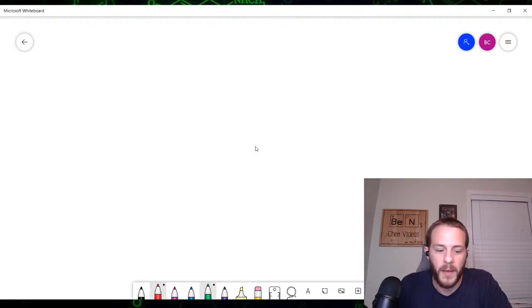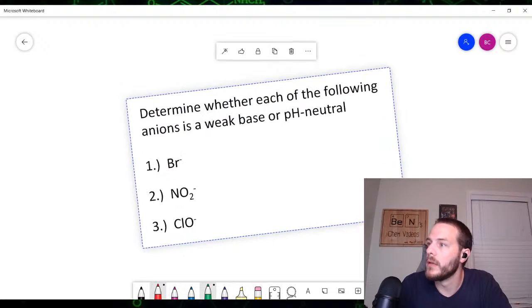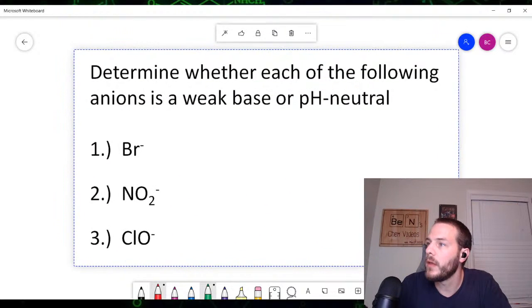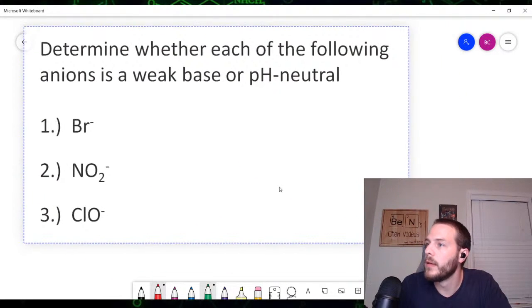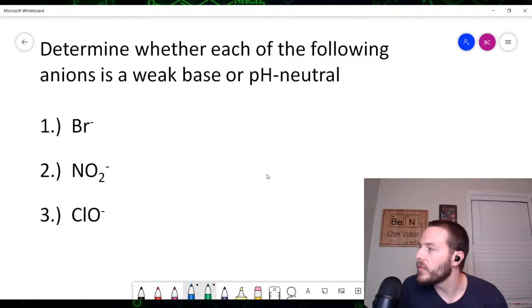All right, so we're going back to the whiteboard here. Got my problem pasted in. Going to enlarge it so that we can see everything. Okay, so we are asked to determine whether each of the following anions is a weak base or pH neutral. Well, if we look at the first one, that's the bromide ion, right? So the bromide ion is the conjugate base of what acid? Well, that would be HBr.